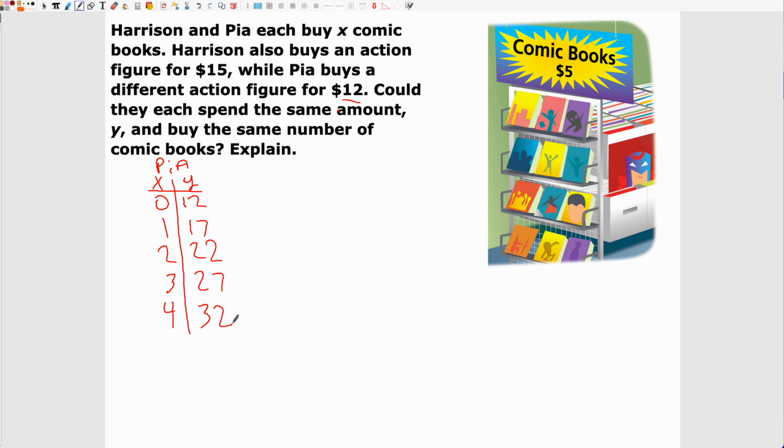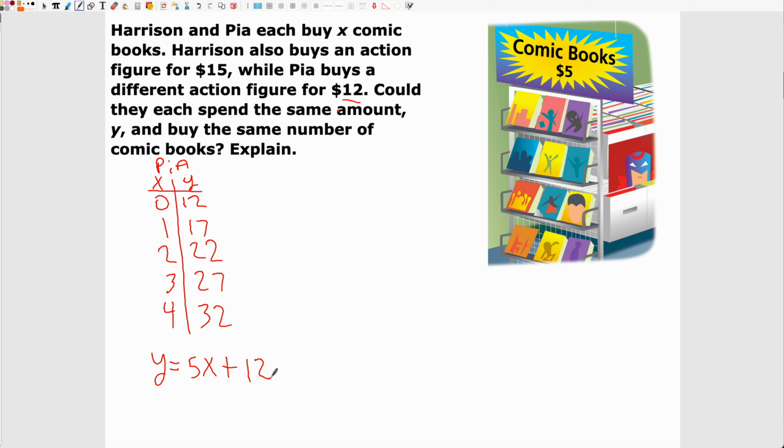So we can see what Pia's information is doing here. We could use this table to do what the book does, and the book writes an equation for it. This is going up by 5 every time. That would be your slope. And then our y-intercept is here where x is 0. So y equals 5x plus 12.